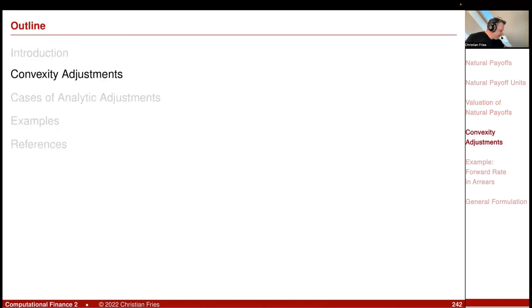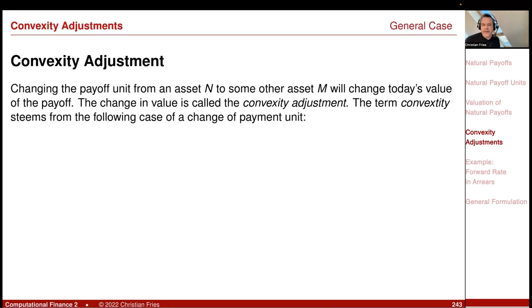Okay, so let's conclude the session by looking at convexity adjustment. So what happens now if the payment unit is not the natural one? What I will do is move now from the unit N. So now I use maybe the green color for the payment unit. Previously I always used green for the index, blue for the unit, but now green is the natural unit, and maybe the blue one is some other asset, some other unit that I will use.